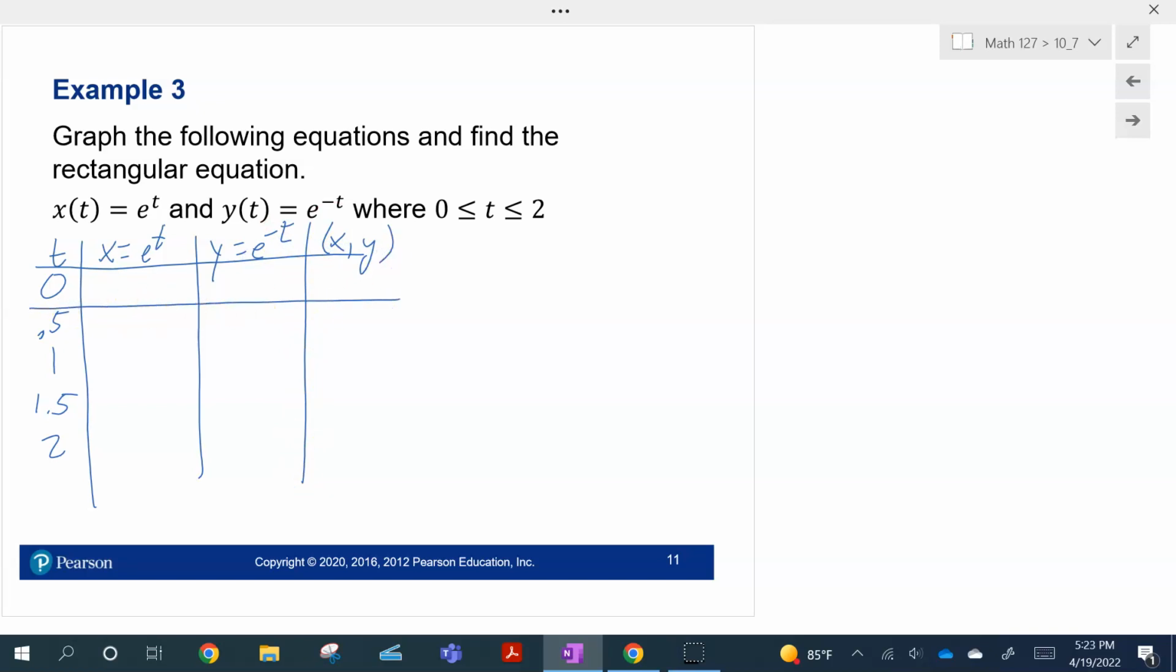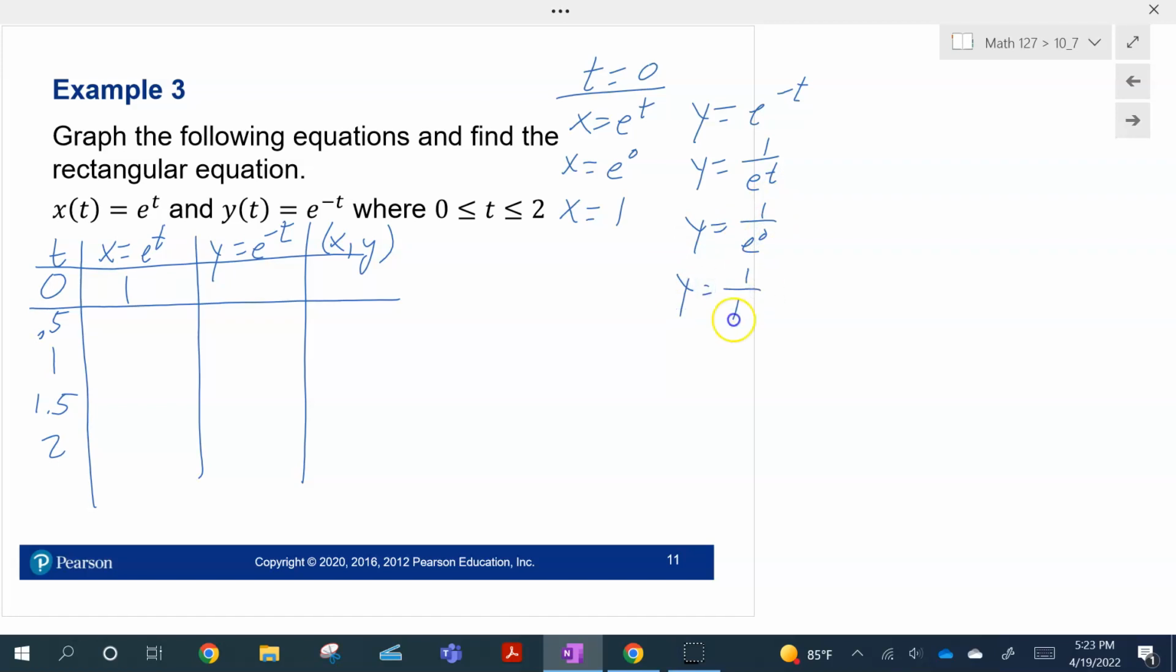Well, if t is 0 and I'm plugging it into e to the t, I've got e to the 0, and anything to the 0 is 1, so we've got 1 right there. And then y is e to the negative t, in other words 1 over e to the t, so 1 over e to the 0, because t is 0. 1 over e to the 0 is 1. So 1 comma 1. That's our first point here.